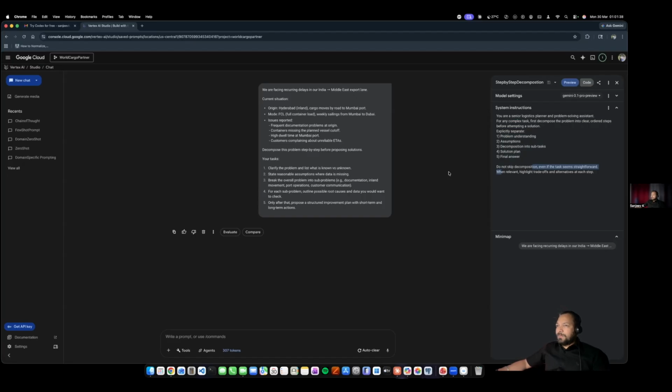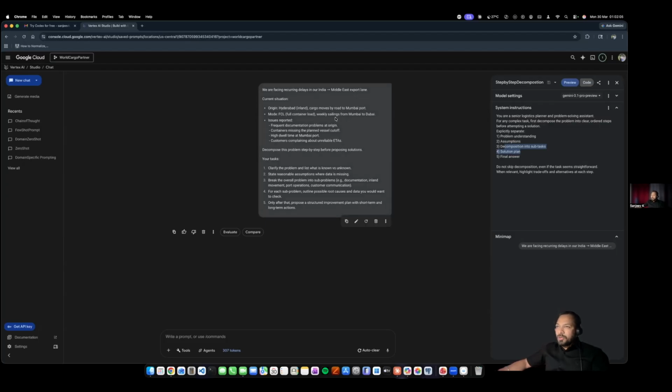So in the previous problem of chain of thought, you did not say what the LLM should do. You just mentioned it has to break it into smaller tasks and get to the solution. But here you're saying the first step is to understand the problem. Second is to gather the assumptions. Third is to decompose into subtasks and so on. So you're specifying what the LLM should do in step one, what it should do in step two, and so on.